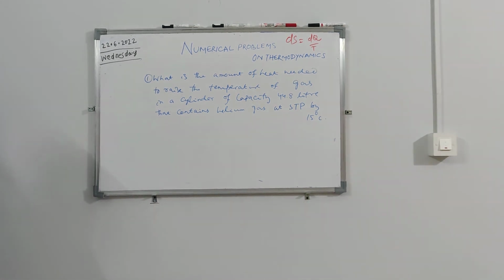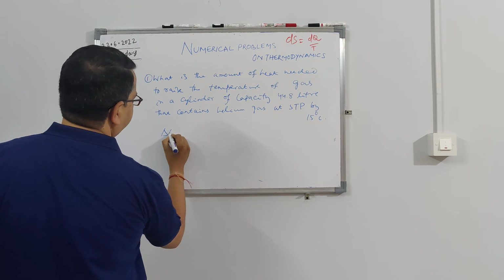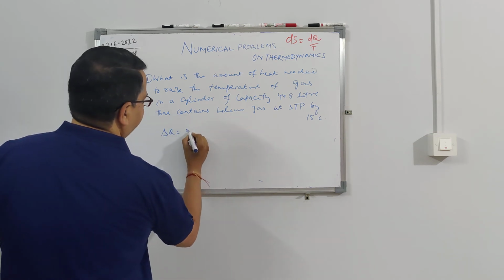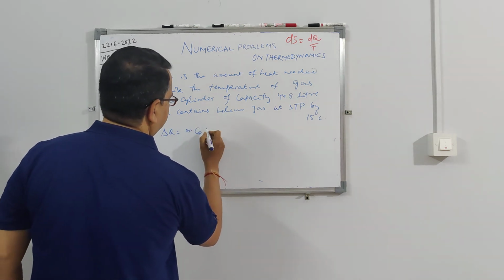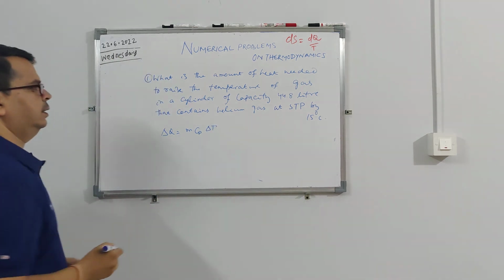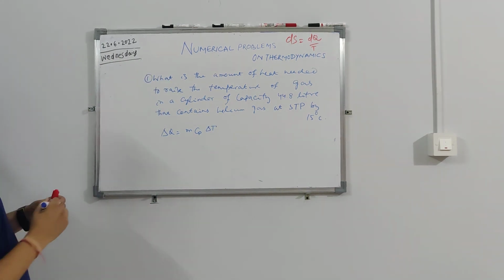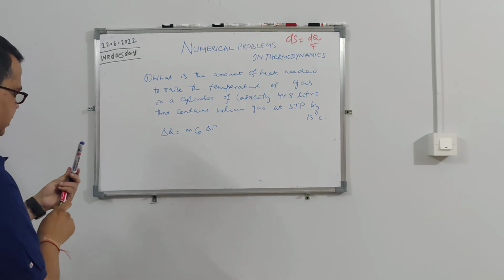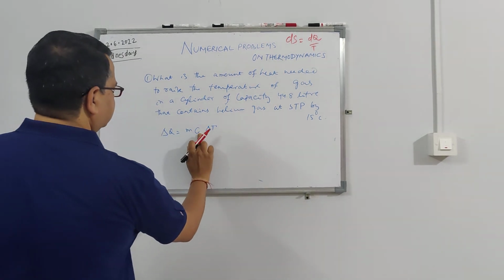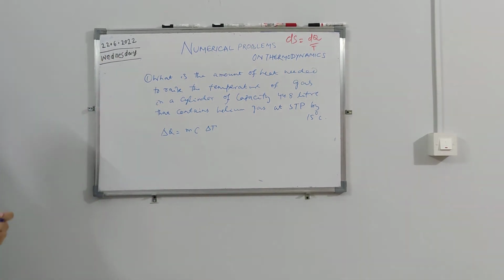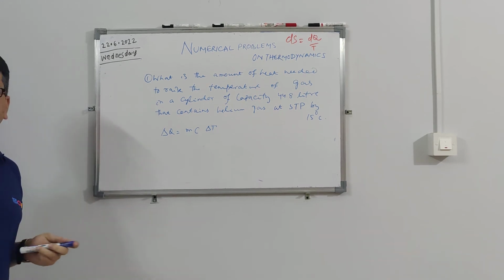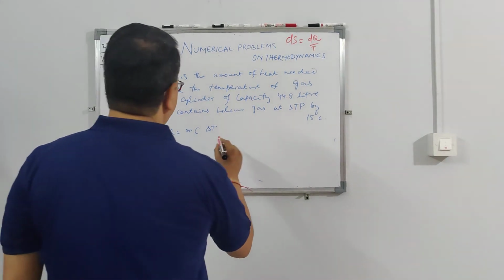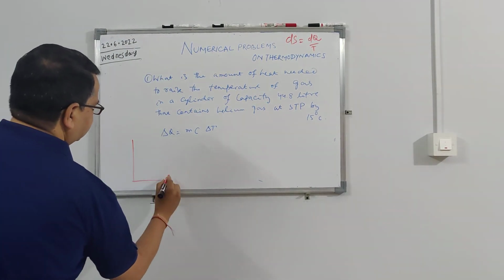What is the amount of heat needed? You know the amount of heat needed, del Q, is equal to m Cp delta T. We'll show this in the pictorial format. Or just for the timing, it is m c delta T: mass into specific heat into rise in temperature.